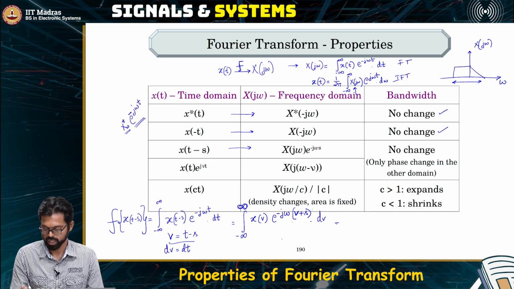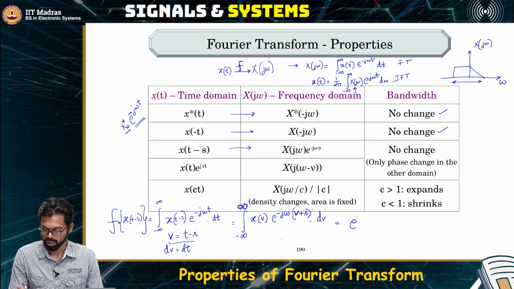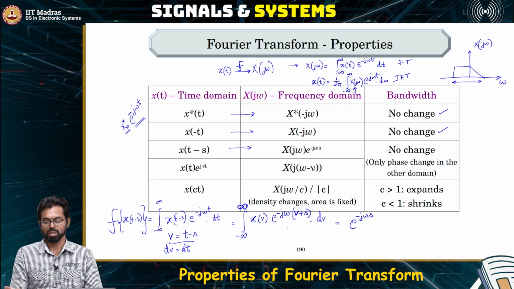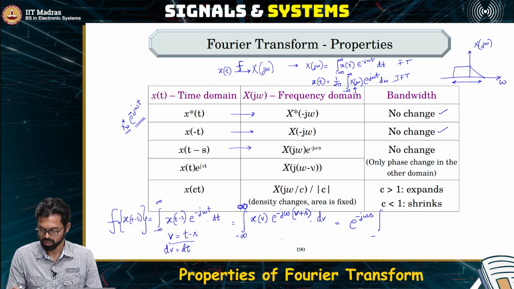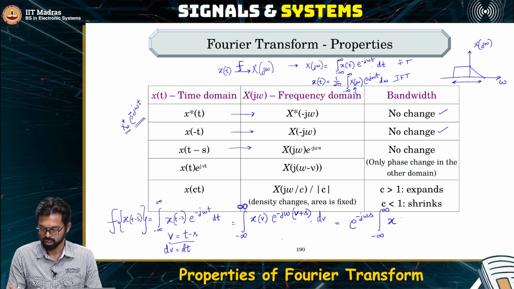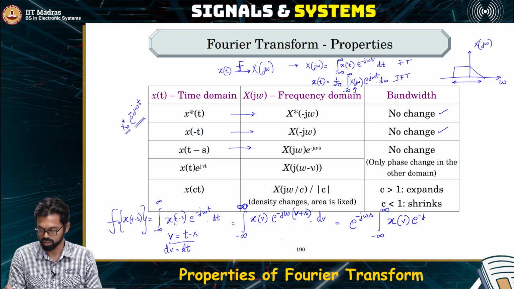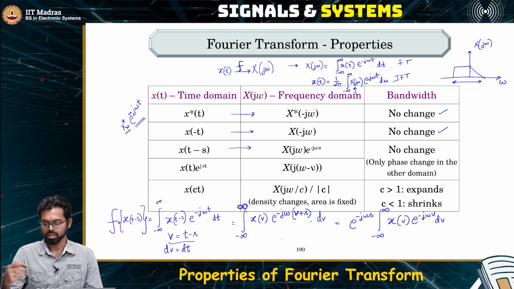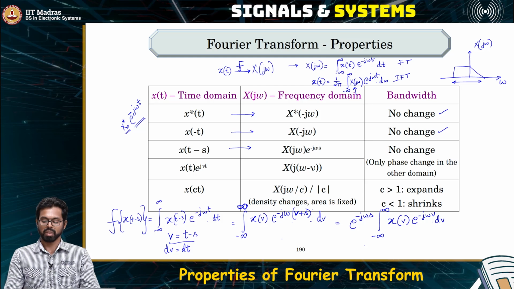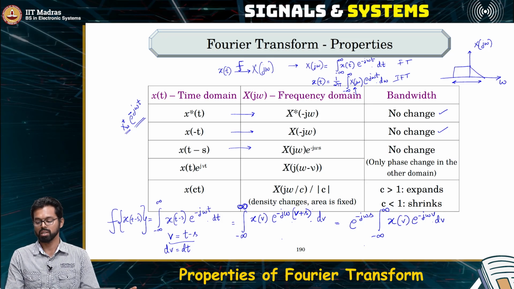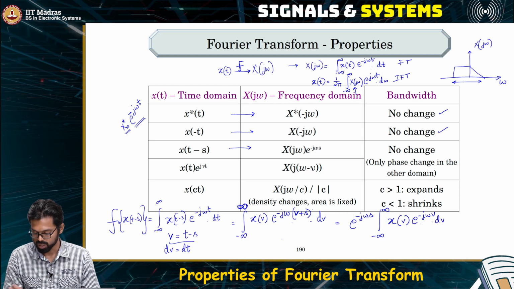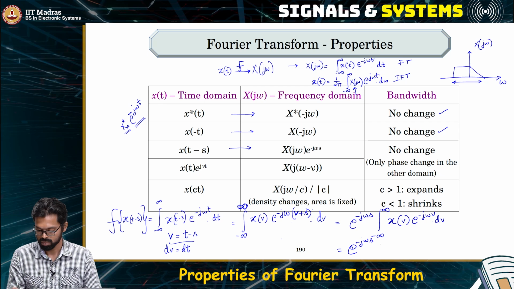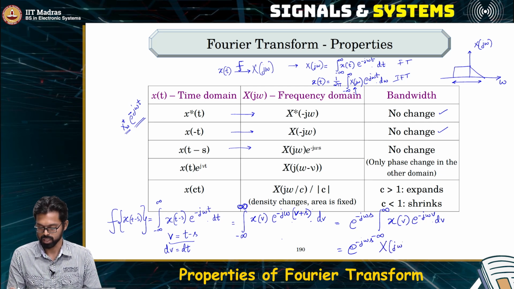In other words, this equals e power minus j omega s, because you can pull that out, it is only a constant with respect to v. And you get this integral of x of v e power minus j omega v dv. Once again, this is exactly in the same form as the Fourier transform, only that the variable of integration has changed. That does not really matter because anyway you integrate it out. Now this is equal to e power minus j omega s times x of j omega itself.